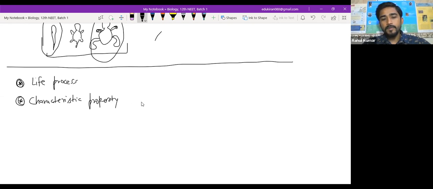Anyone knows the difference between the two? What is a life process and what is a characteristic property of life? Class 10, just a recap before we move forward. Anyone?